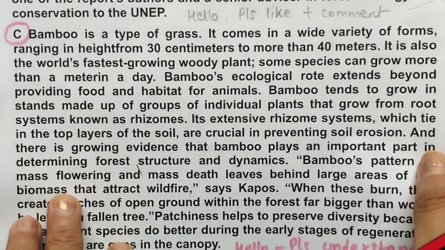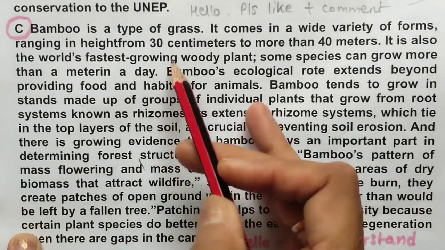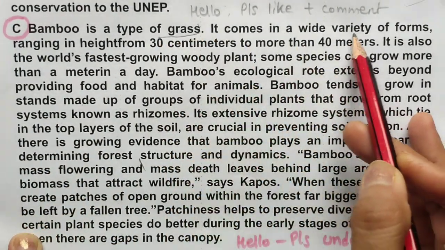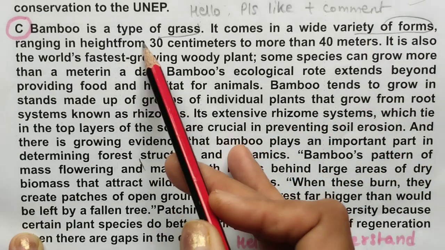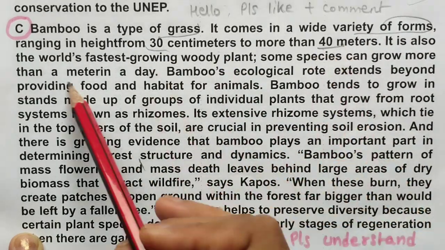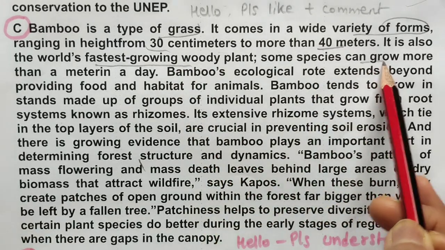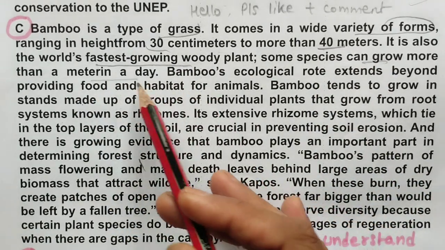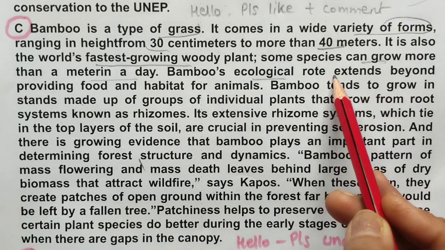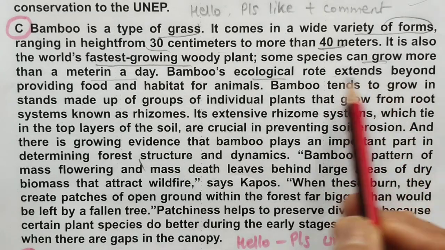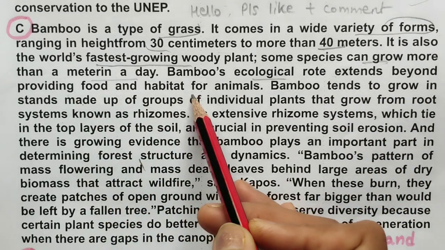Okay, C paragraph is there. Bamboo is a type of grass. It comes in a wide variety of forms, ranging from centimeters to more than 40 meters. It is also the world's fastest growing woody plant. Some species can grow more than a meter a day. Bamboo's ecological role goes beyond providing food and all.